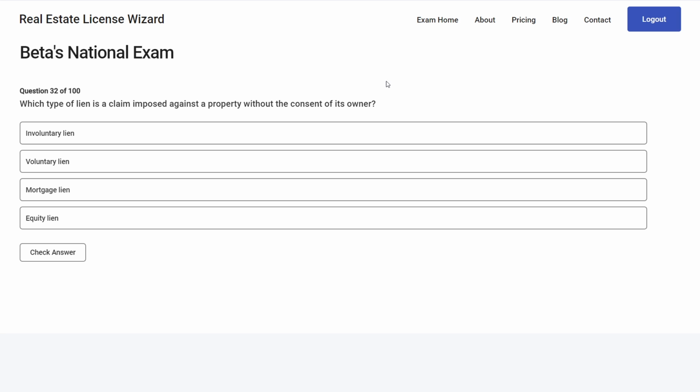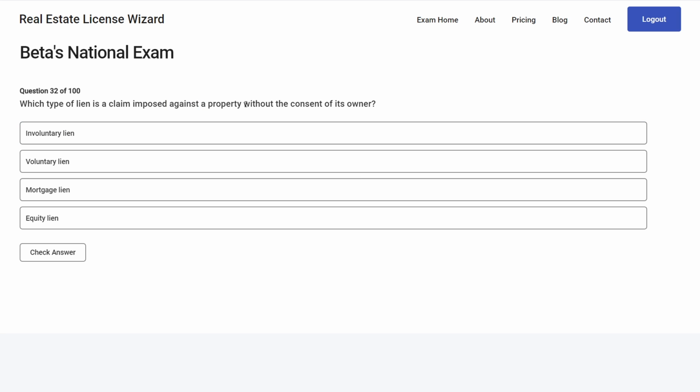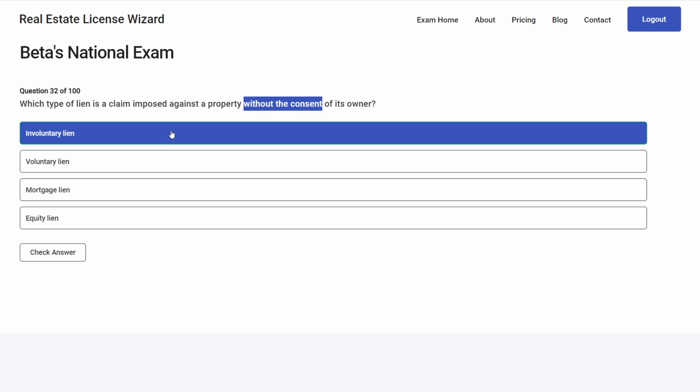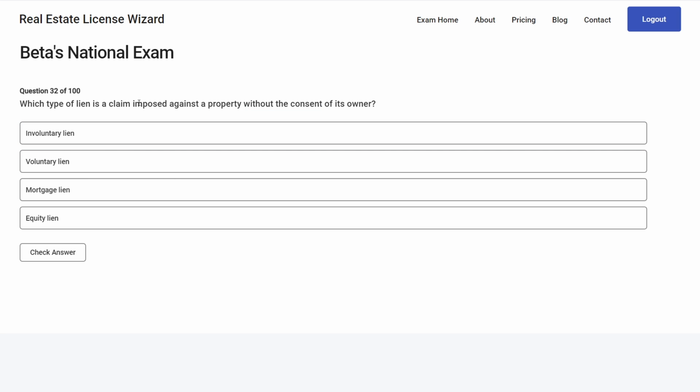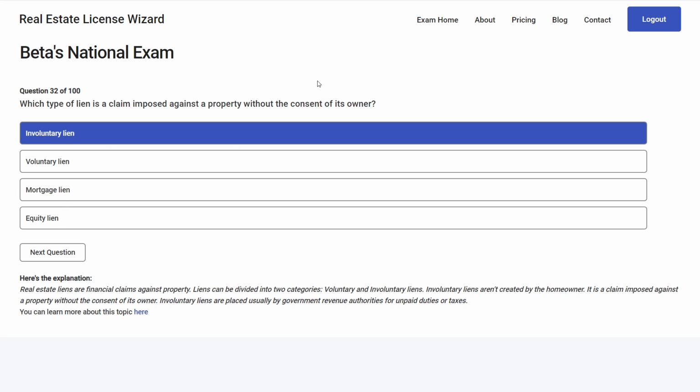All right. When you read this, here's a little tip. Against, think involuntary. Or even without the consent, think involuntary. Because voluntary, it's like, oh yeah, I'm giving it up. I don't care. Well, no, involuntary is the opposite. And since real estate liens are financial claims against property, when you think of voluntary and involuntary, think of the two ways that liens can be created, one with consent and one without, which we mentioned earlier. They're divided into two categories, voluntary and involuntary.